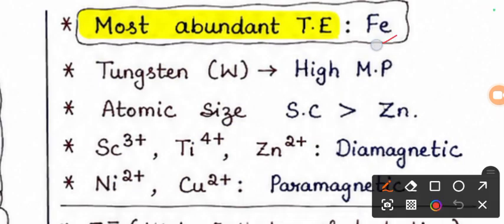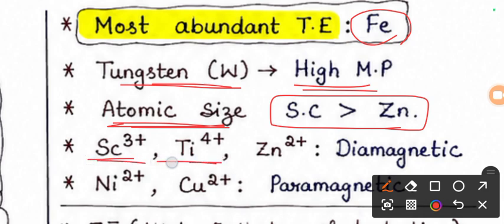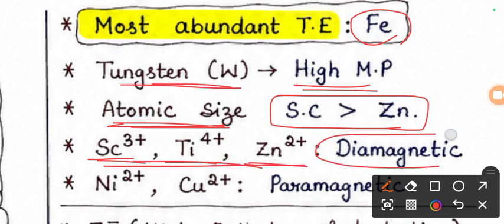Remember, the most abundant transition element is iron, and tungsten has the highest melting point. In 3d series, atomic size decreases from scandium to zinc, and in 3d series, Sc3+, Ti4+, and Zn2+ are the ions that do not carry any unpaired electron. That's why they are diamagnetic in nature. And Ni2+ and Cu2+ are paramagnetic due to the presence of unpaired electrons.